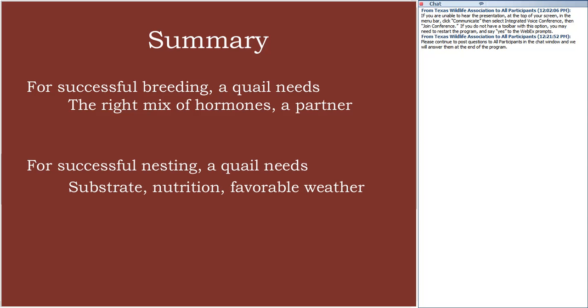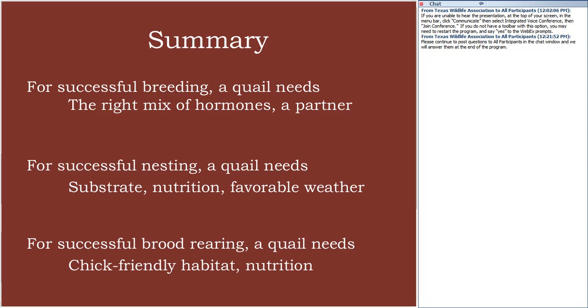If you have a really heavy rain, for example, close to the start of breeding season, then that can actually prompt some of the vegetation that we're desiring to come out a little bit later. But if that rain event is happening when eggs are already on the ground, then in some cases those eggs can actually be drowned or washed away. So as I said, there is an element of luck there. For successful brood rearing, a quail is going to need that chick-friendly brood-rearing habitat that we just finished discussing. And then they also need that increased nutrition so that those chicks have the protein and the calories in order to grow.